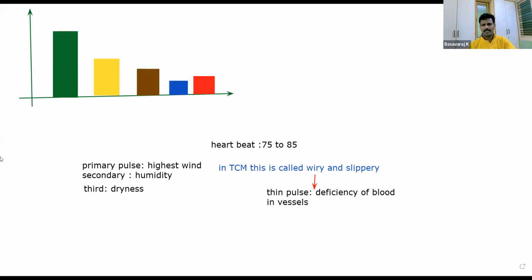The second pulse is called slippery. The slippery pulse you can normally see when they have humidity, or we can also say when they have stagnation or more oiliness.